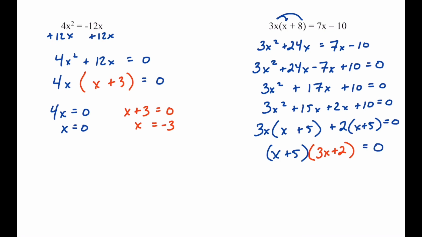Again, we have two factors being multiplied to equal 0. Either x plus 5 is 0, or x equals -5. Or 3x plus 2 is 0, which means x would equal -2/3. And those are your two roots.